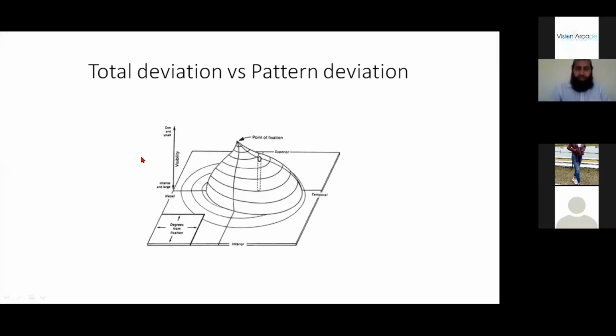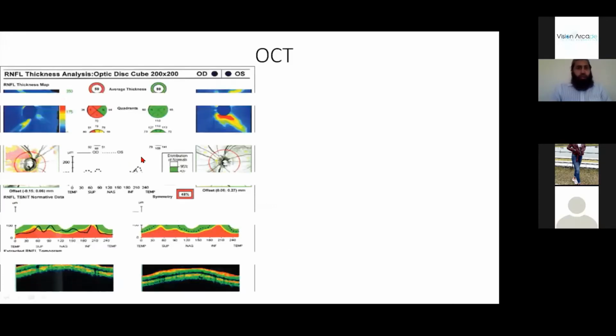If you didn't understand that, don't worry, I'll try to go through it in a bit more detail in the visual field session, and hopefully you will join us then, and we'll arrange that soon. So moving on to the next thing, which is OCT. I hope I haven't taken too much time.